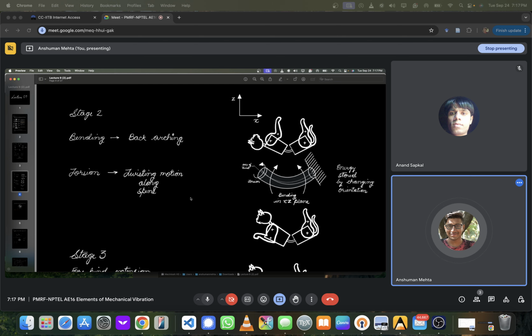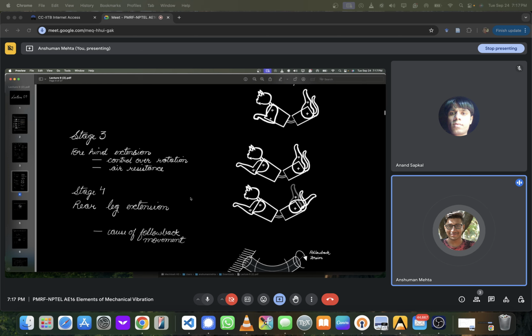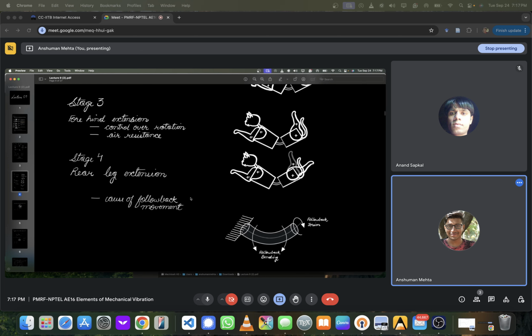Then the final part, which is the most magical part of the whole scenario, is the rear leg extension. When it extended its rear leg, there is a follow back twist. So just imagine a cantilever beam that is twisted like this, and you release those twists. What happens is that it will come back to its original position. So that is what is happening.